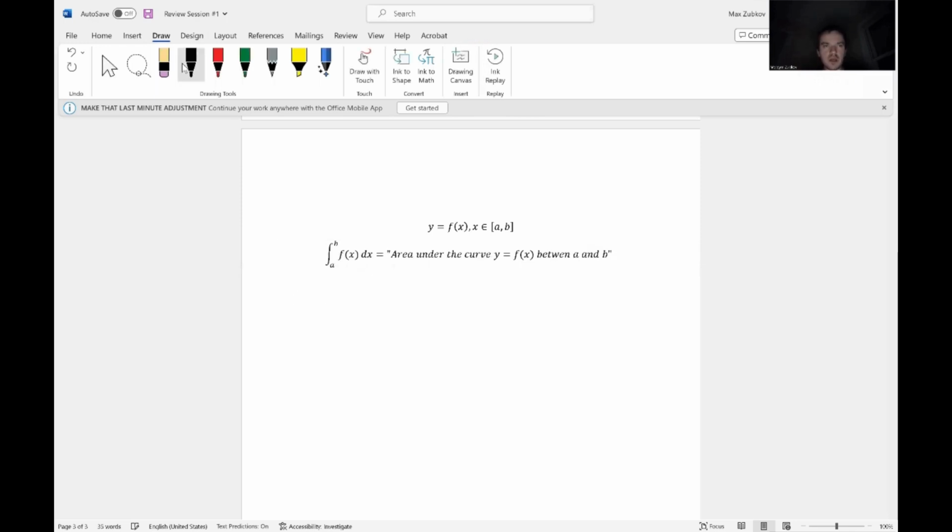So what does it mean? It means if you have, this is your Cartesian coordinates, and let's say this is your function, and I'm going to indicate this is my a, this is my b.